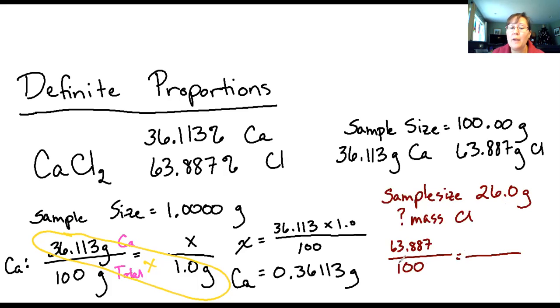All right, so now we have 100 grams total is that original sample size, and now we have 26 grams. Okay, oh, and I said I wanted to leave off the units for the moment. Okay, and here I'll have my X. And remember, X is my mass of chlorine. So now I'll solve for chlorine, and I won't rewrite it in its entirety, but I will go ahead and show. Here I have that cross multiplication, and just like over here, it's going to be 63.887 times 26 divided by 100.